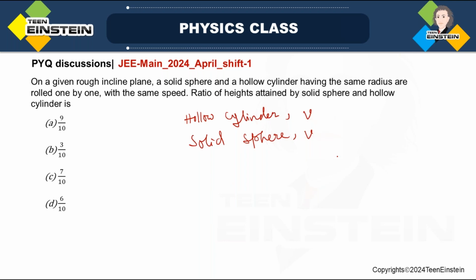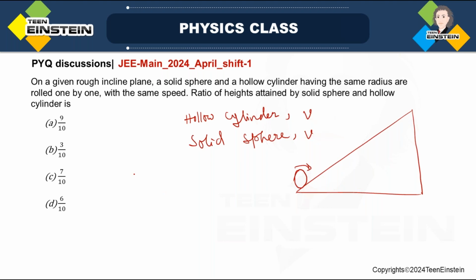See, in this case, you have to think that this is an inclined plane. Okay, so you have a sphere, it is rolled. Okay, it is rolled up. So you have to find out the height attained. If you give certain speed v, then how much height it will attain. So this is the scenario.